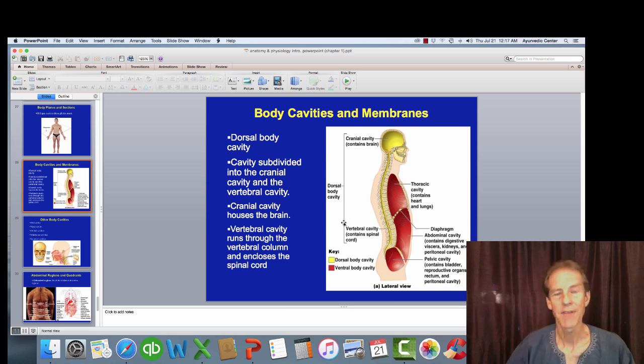There are body cavities and membranes. The dorsal body cavity contains the cranial cavity and the vertebral cavity, and the ventral cavity contains the thoracic cavity with the heart and the lungs, and the abdominal cavity with the digestive organs, visceral, kidneys, peritoneal cavity. And finally, the pelvic cavity contains the bladder and reproductive organs, rectum, and peritoneal cavity.